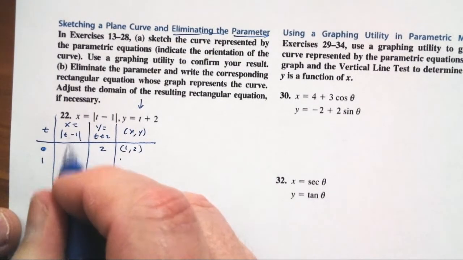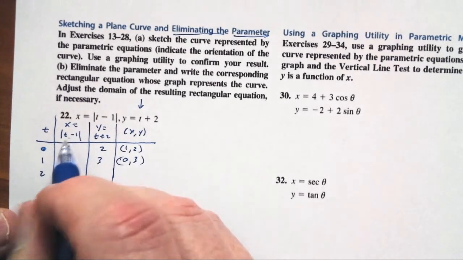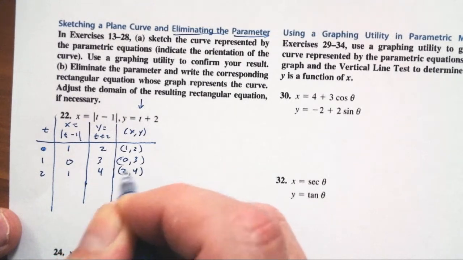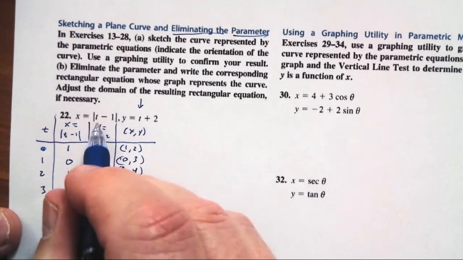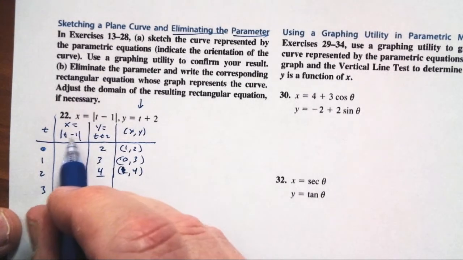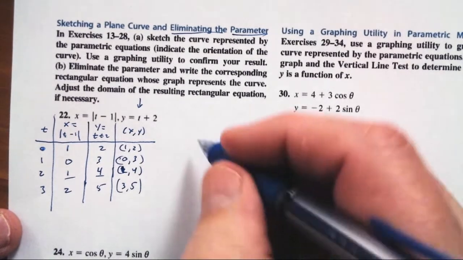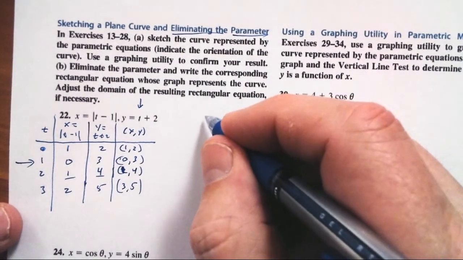I'm going to put in 1. I get 0, I get 3, 0, 3. I'm going to put in 2. I get 1. I get 4, 2, 4. Or 1, 4, excuse me, 1, 4. I put in 3. I get 2. I get 5, 3, 5. I'm going to graph that and see, because I know I've got my most interesting value. Maybe that's all I'm going to need to get a feel for what's going on.